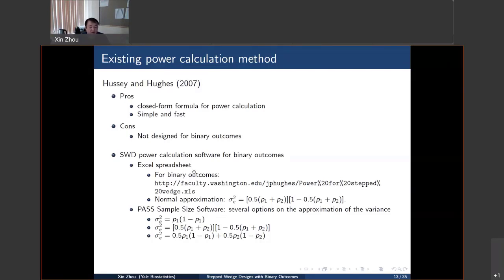However, there is some software available to calculate power for binary outcome based on a normal approximation of this Hussey-Hughes method. Dr. Hughes developed an Excel spreadsheet for power calculation with binary outcome, and he used this formula to approximate the sigma_e squared. Here, P1 is the prevalence of the outcome in the control arm, and P2 is the prevalence of the outcome in the intervention arm. He just used the average prevalence to approximate sigma_e squared. And also in PASS, a commercial sample size calculation software, PASS provides several options listed here.